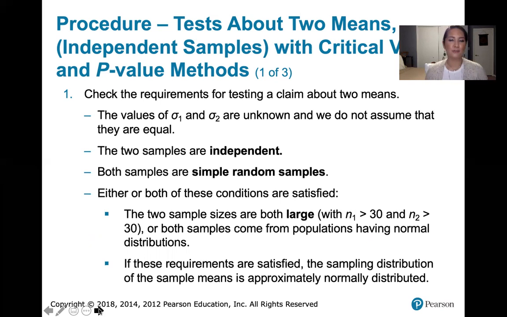So if those two population standard deviations are unknown and we have no reason to assume that they're equal to each other, and we have two independent samples, and both samples are simple random samples, and then either or both of these conditions are satisfied, so that both sample sizes are large, or both samples come from populations having normal distributions, then the requirements are met and we can use the critical value method to test that hypothesis. Now that last requirement just implies that the sampling distribution of the sample means, which was discussed in video 9.2.2, is approximately normally distributed.